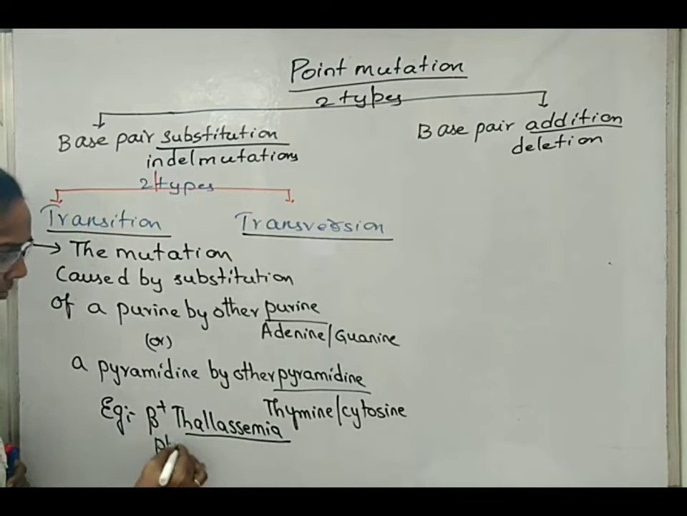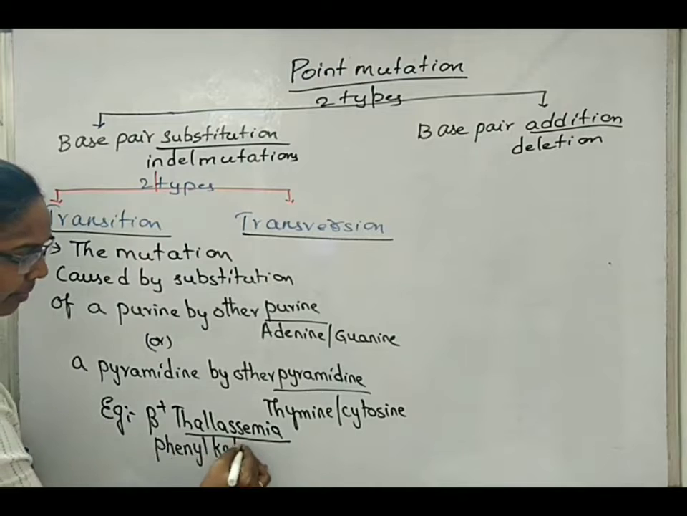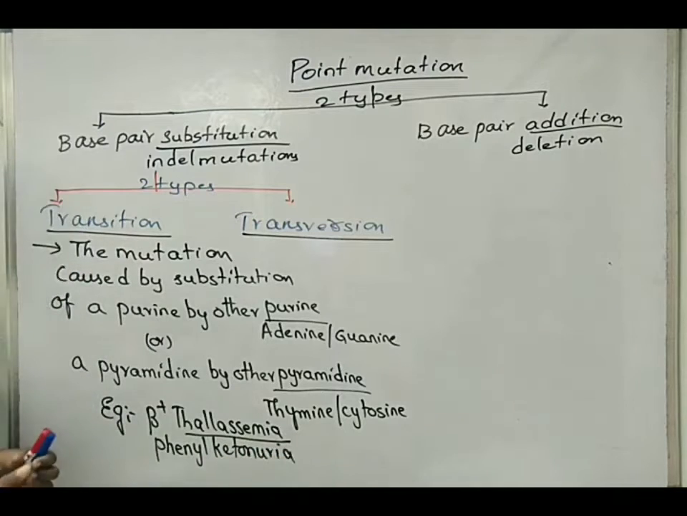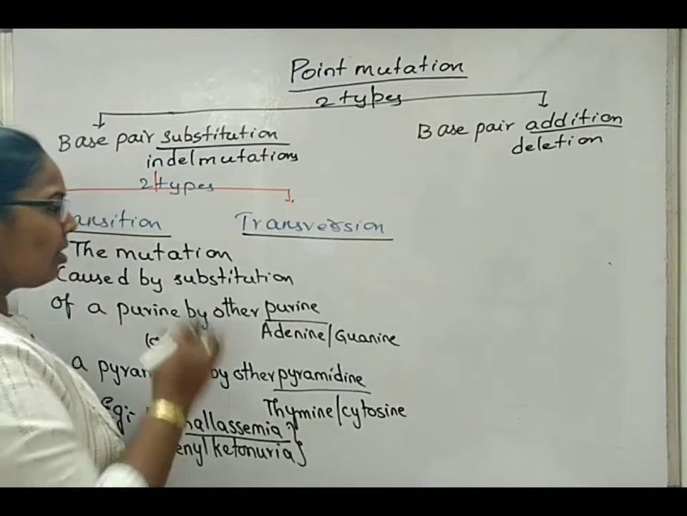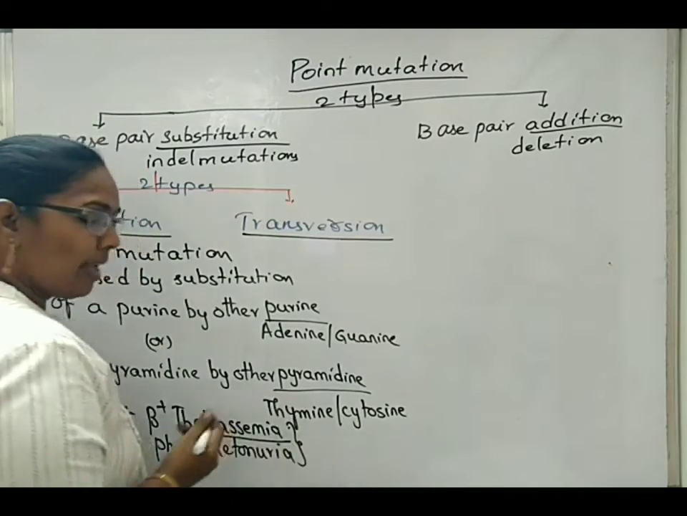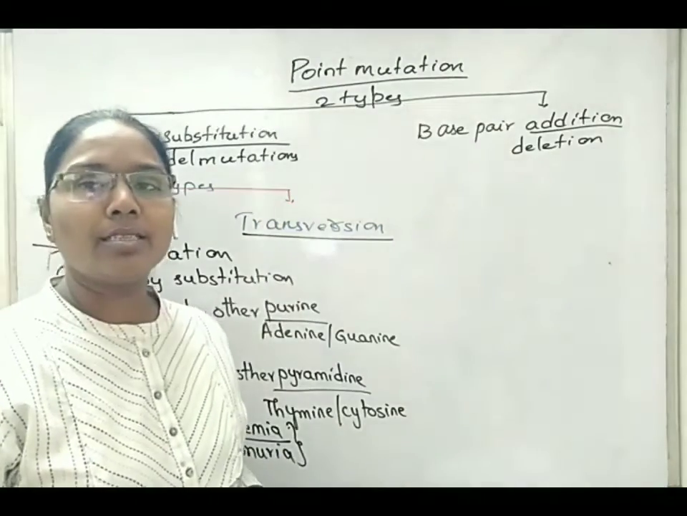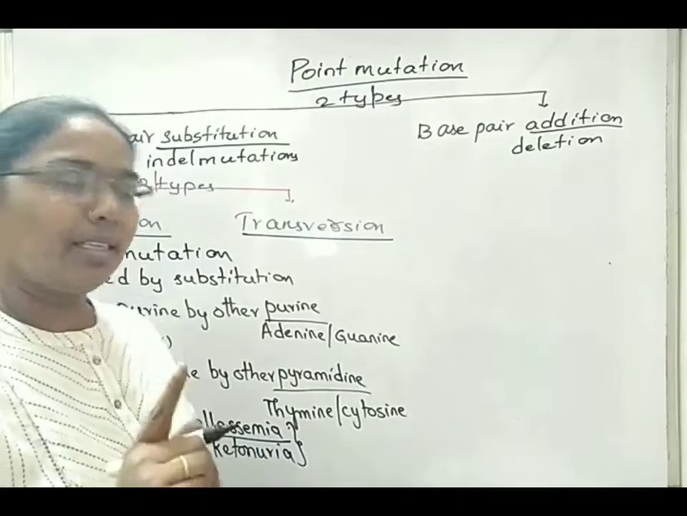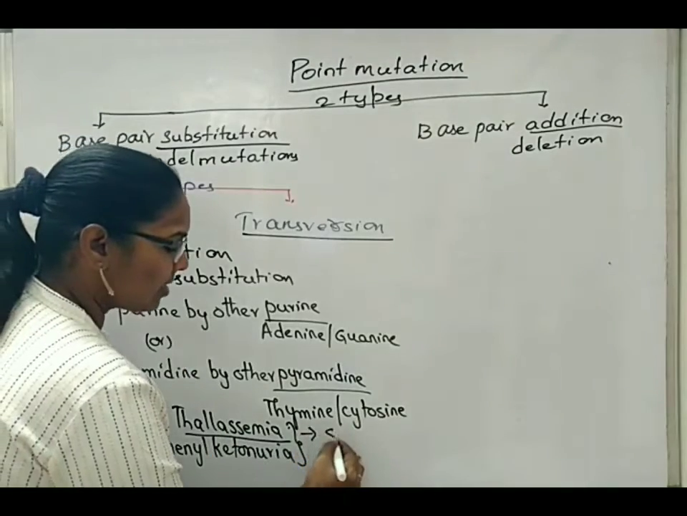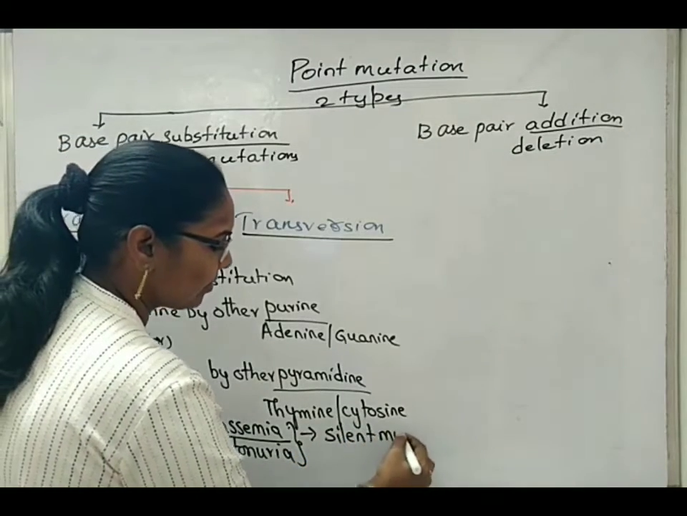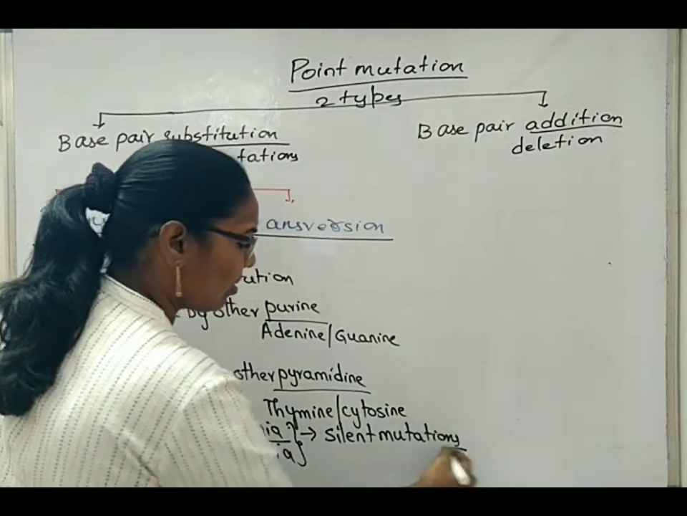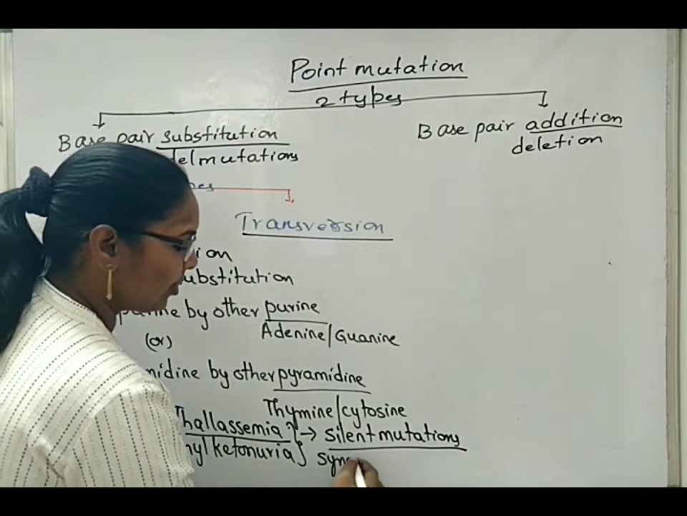Another example is phenylketonuria. Now, these two types of disorders, the type of transition mutations, have a different genetic codon sequence, but the type of amino acid is the same. These are also called silent mutations. These are also called synonymous mutations.